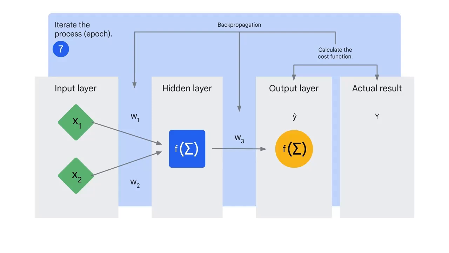The 7th and last step is iteration. One complete pass of the training process from step 1 to step 6 is called an epoch. You can set the number of epochs as a hyperparameter in training.